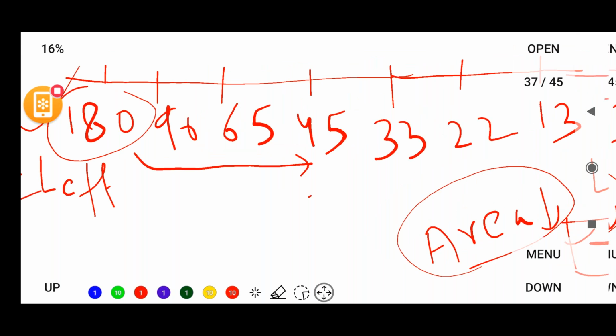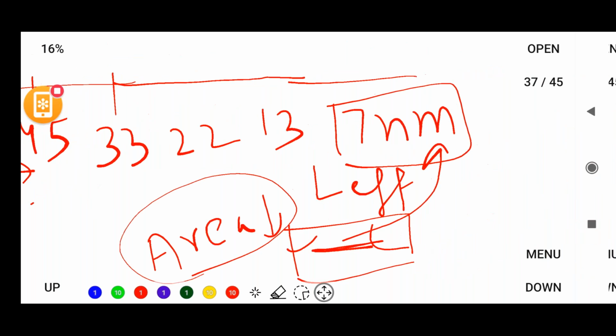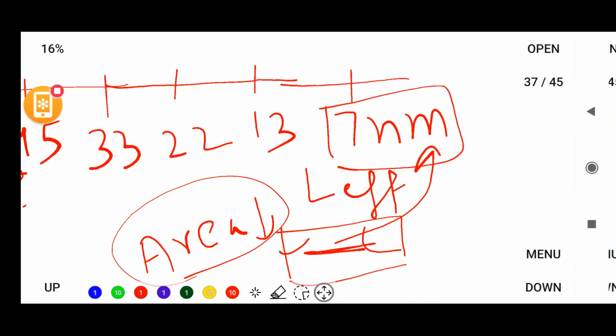All VLSI devices, every device, has a certain channel length. The channel length is already fixed. So at the present time, the available transistor is at 7 nanometer. That means the transistor is very, very small.